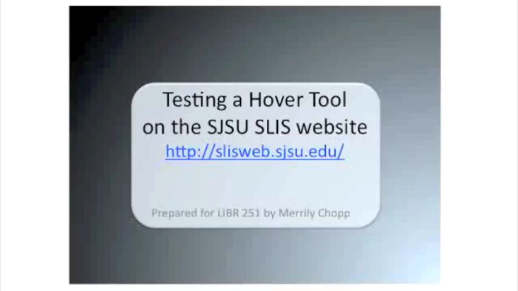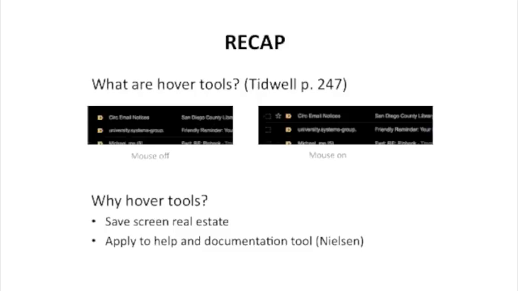Recording started. So for homework 3, I was testing the use of a hover tool on the San Jose State SLIS website. Just to recap about hover tools, they're buttons that are hidden until the user hovers a pointer over them. And here's an example. I'm not sure if you can see my mouse, but the mouse off, mouse on example, this is from Gmail, where the option to star something becomes noticeable when you hover over it.